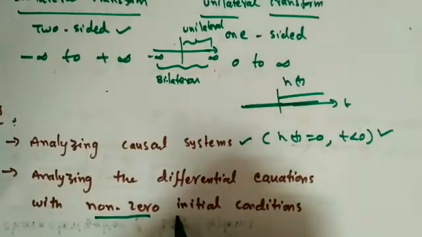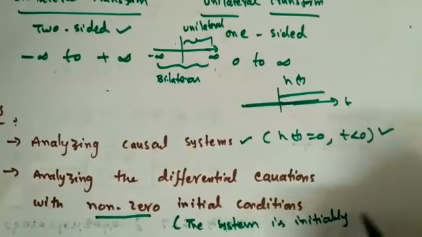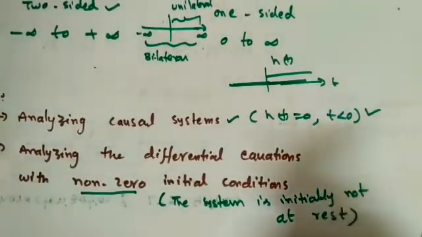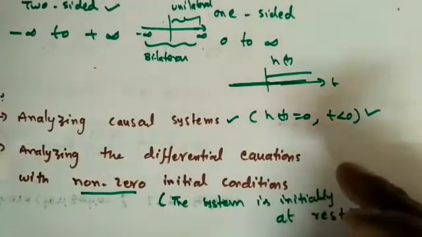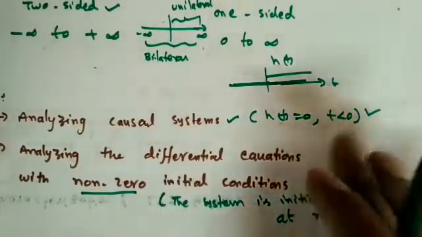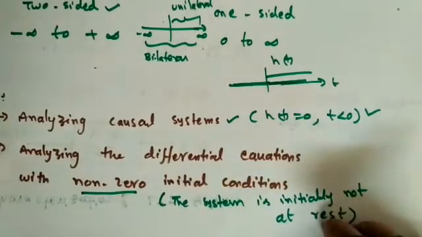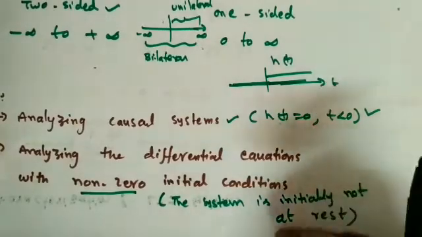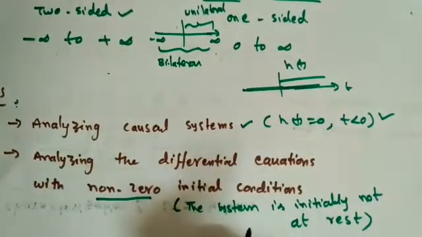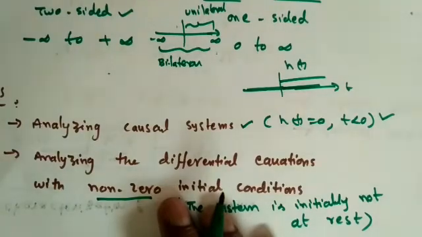So non-zero initial conditions means the system is initially not at rest, so it has some initial values. A system initially at rest is about to process from 0 to infinity or minus infinity to infinity. So initially at rest, the moment we give input, it will produce some output. But some systems already have some process done, that means they have some values. Now the moment we give input, it will be analyzed depending on these initial values. So when we want to analyze differential equations with non-zero initial conditions, the unilateral Laplace transform is helpful. Those are the two applications of the unilateral Laplace transform.